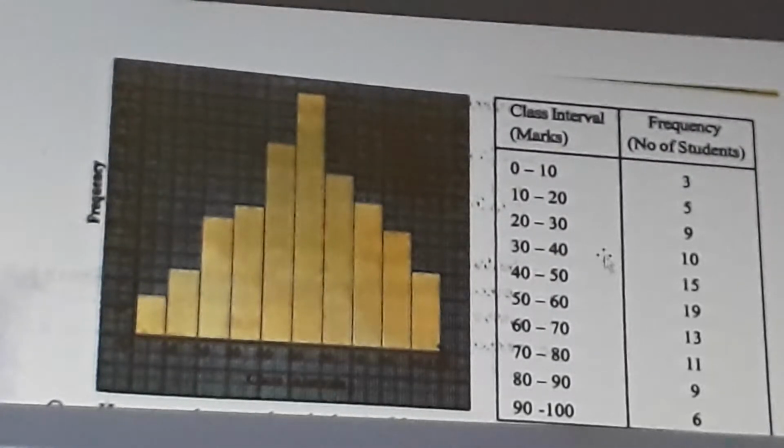You see histogram. We represent class intervals on x-axis and frequency on y-axis. First, you observe the table. Class interval, marks, frequency, number of students: 0 to 10, 10 to 20. 10 is the upper boundary of this class and the lower boundary of the next class.